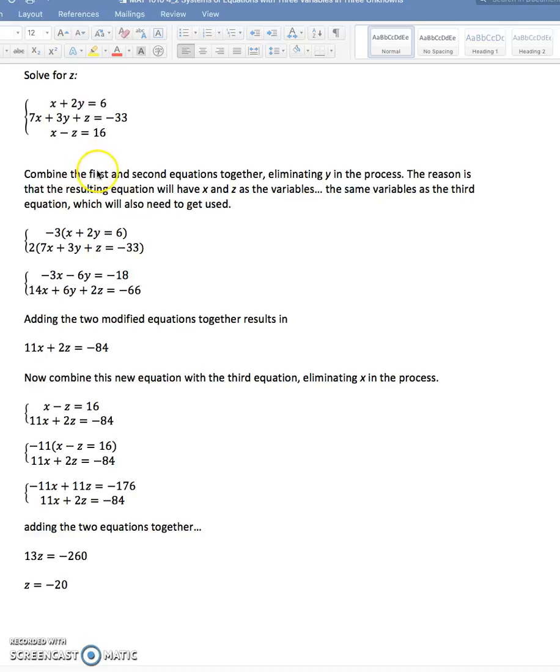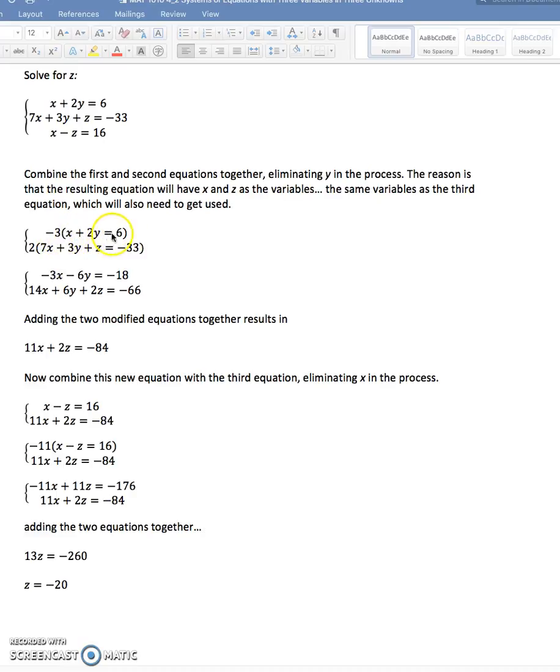So what I'm going to do is multiply the first equation through by a -3 and the second equation through by a 2. Again, I'm going to combine the first two equations together, eliminating the y in the process. The reason is that the resulting equation has x and z as the variables, right? The same variables as the third equation, which we'll also need to use. All right, so again, first equation multiplying by a -3, the second one by a 2.